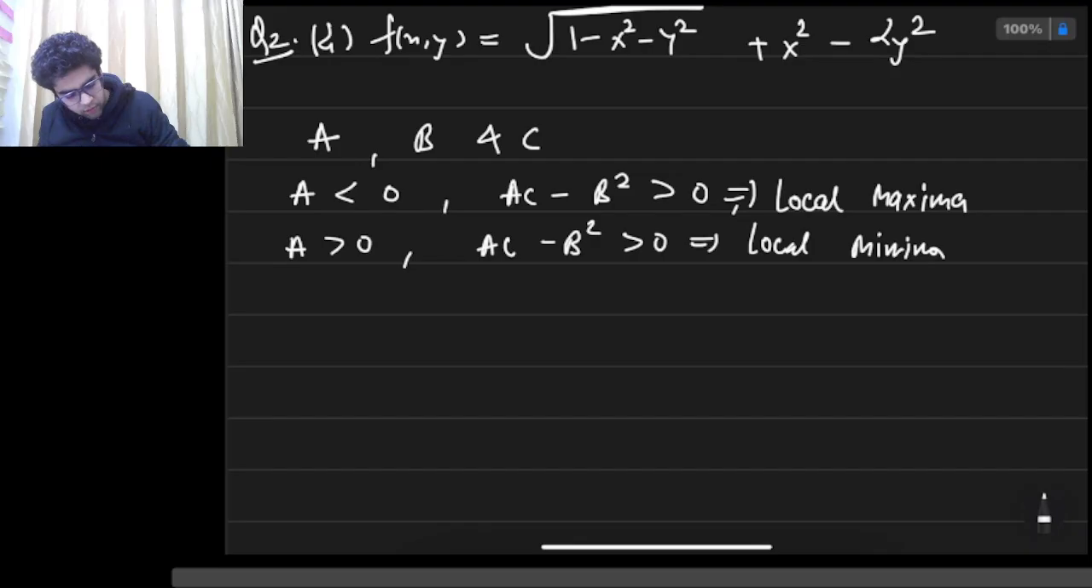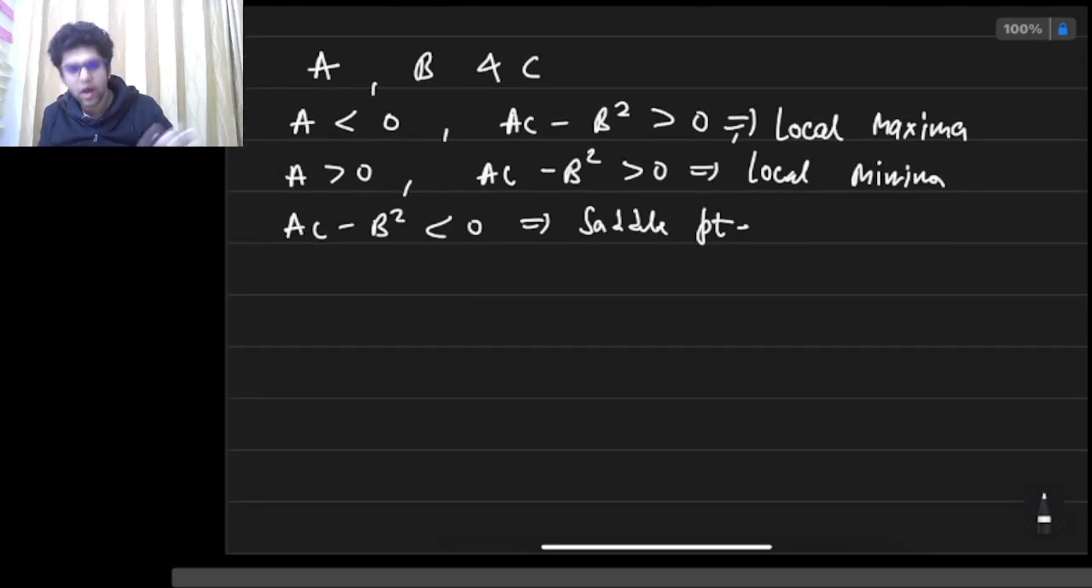And whenever my AC minus B square is less than 0, then irrespective of whether A is greater than 0 or less than 0, we say that the stationary point is a saddle point. And how do we find the stationary point? By equating the partial derivatives with 0, right? So when the first order partial derivatives are 0, we say that we have got a stationary point, and then we check that stationary point using these conditions, right?